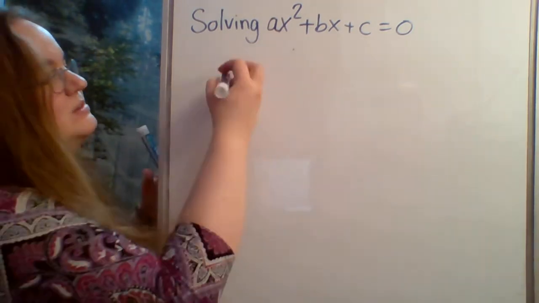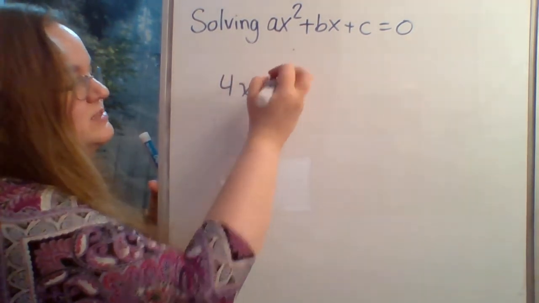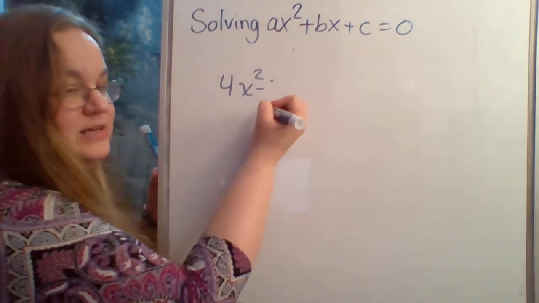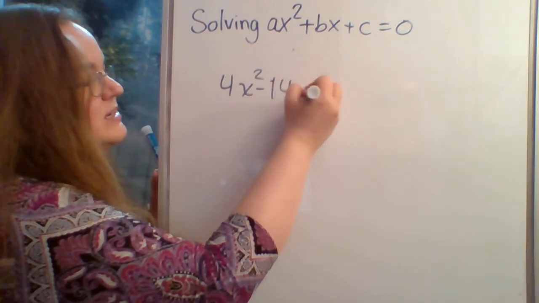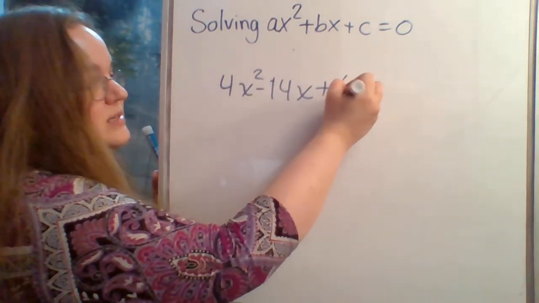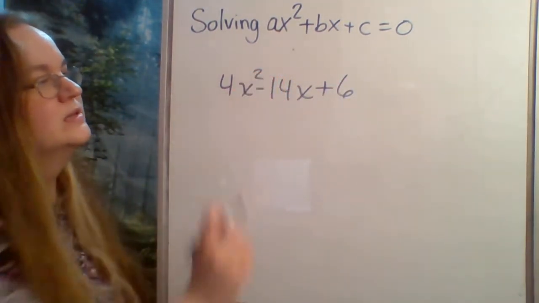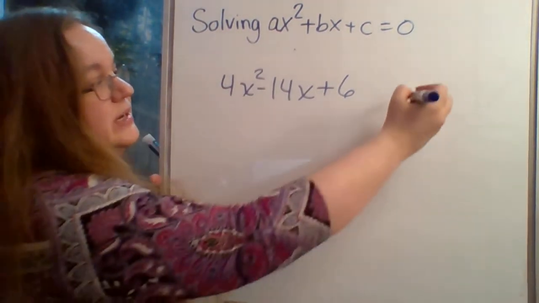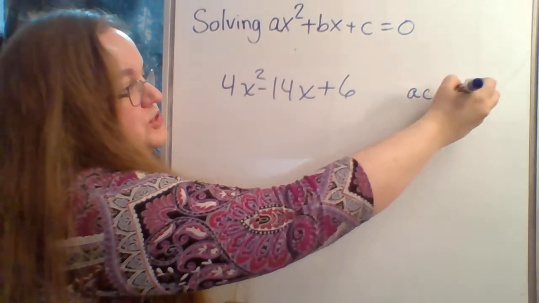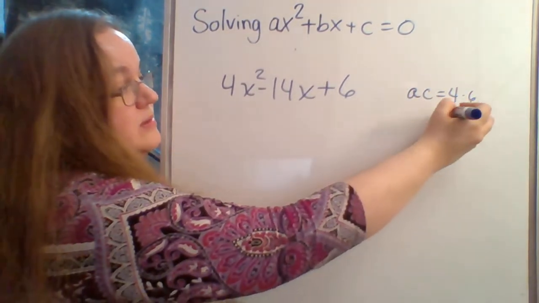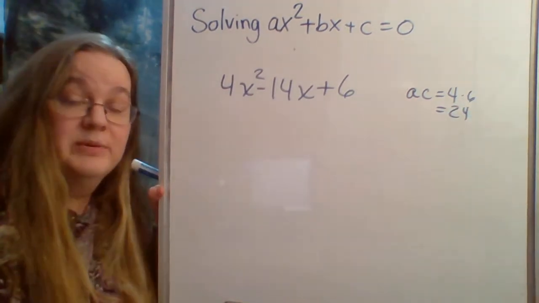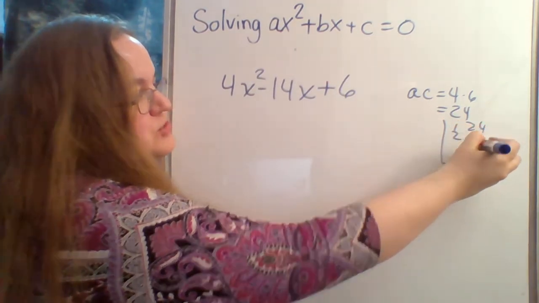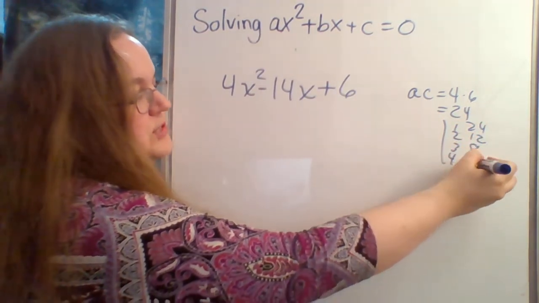So let's say I had 4x squared minus 14x plus 6. What I'm going to start by doing is multiplying a times c, which is 4 times 6. So my product is 24. I'm going to look for factors of 24. So 1 times 24, 2 times 12, 3 times 8, 4 times 6.